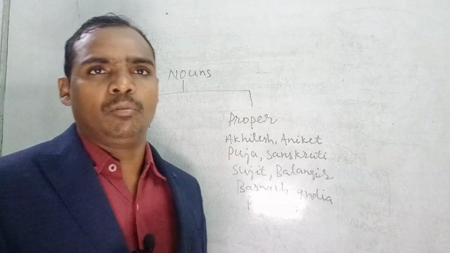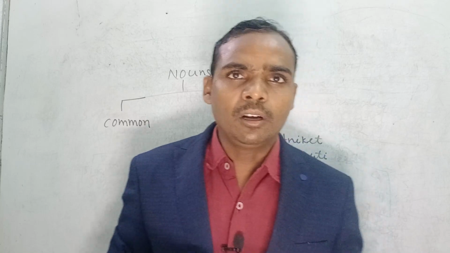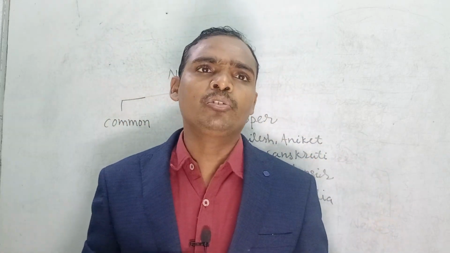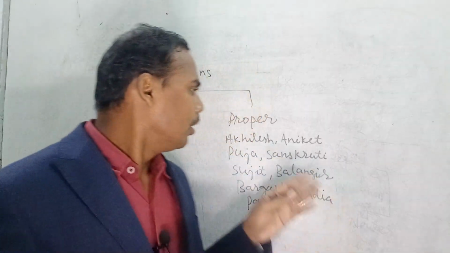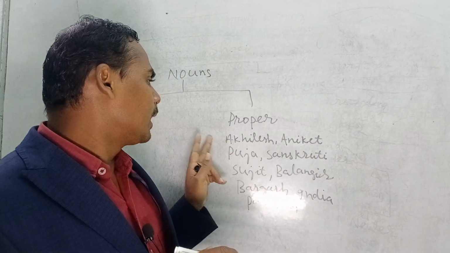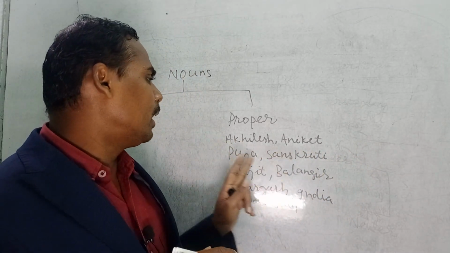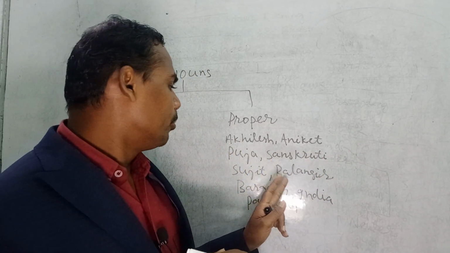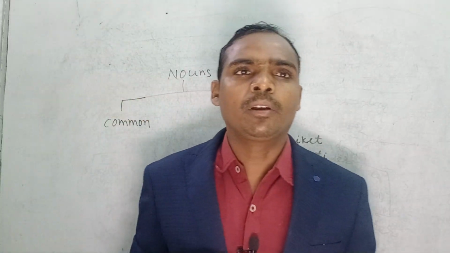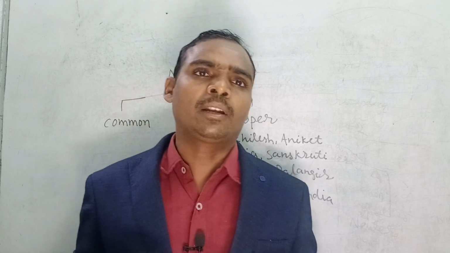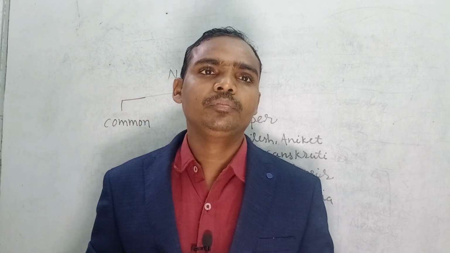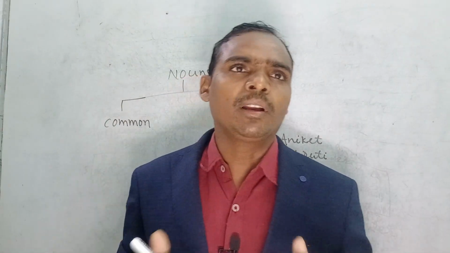A proper noun is a special, private name given. All proper nouns are written with a capital letter: Achilles, Aniket, Puja, Sanskruti, Sujit, Bolangir, Borgad, India, Pakistan. All proper nouns are written with a capital letter at the beginning because they are unique. All other nouns are common nouns.